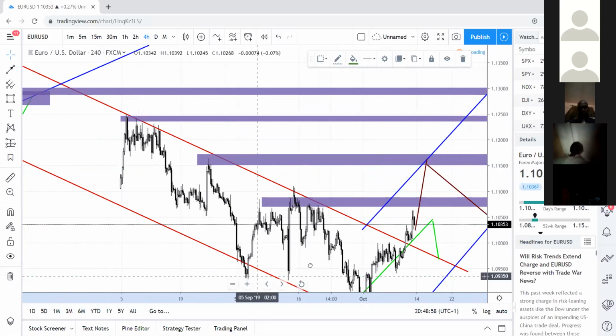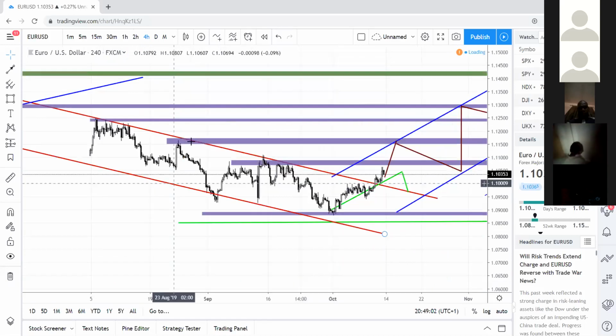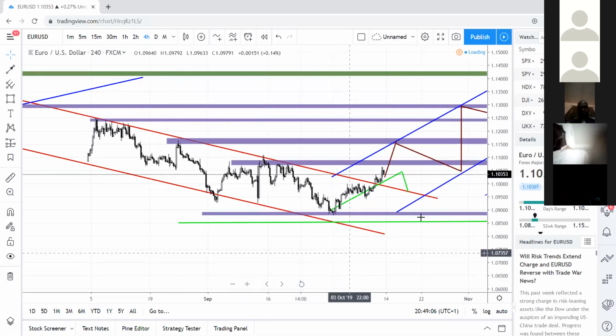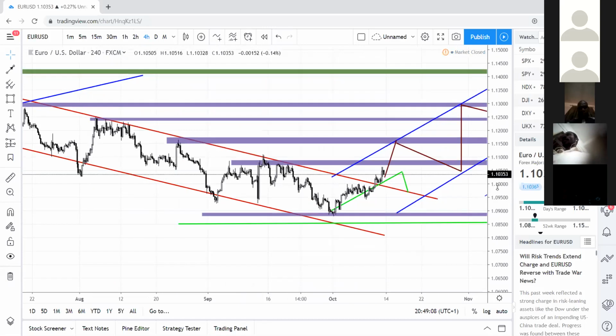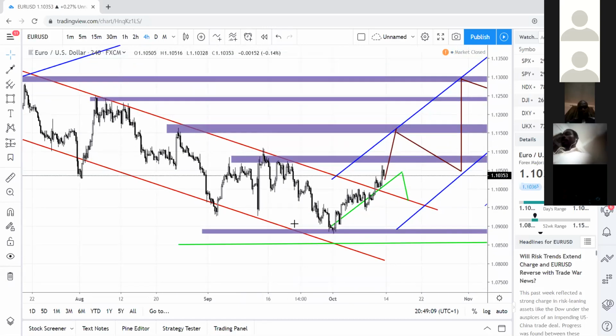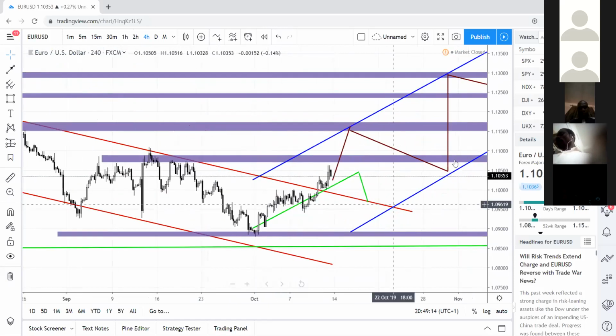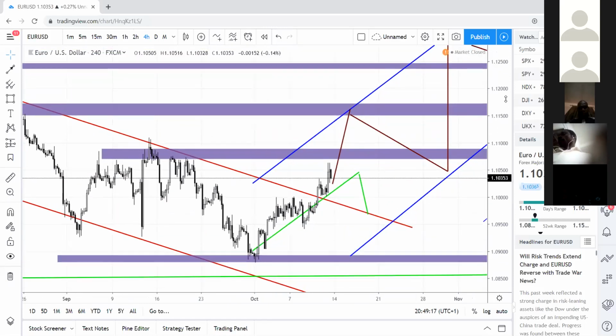So you can see that on 4 hours, it's still the same thing. Up, down, up, down, up, down. Now 4 hours will help you with a more precise entry. Even 1 hour or 15 minutes will give you more precise entries. You can see the candles well.